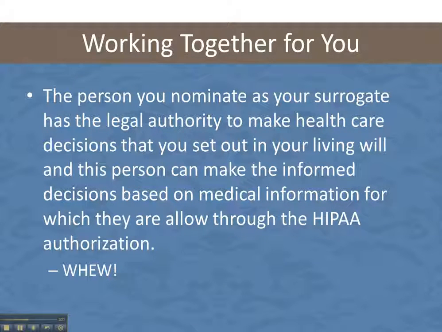So how this all works together is that you nominate a person through your healthcare surrogate to follow out your wishes that you spell out in your living will, and through the HIPAA authorization, they're able to receive medical information about you in order to follow your decisions in the living will. That was a mouthful, but they work together.